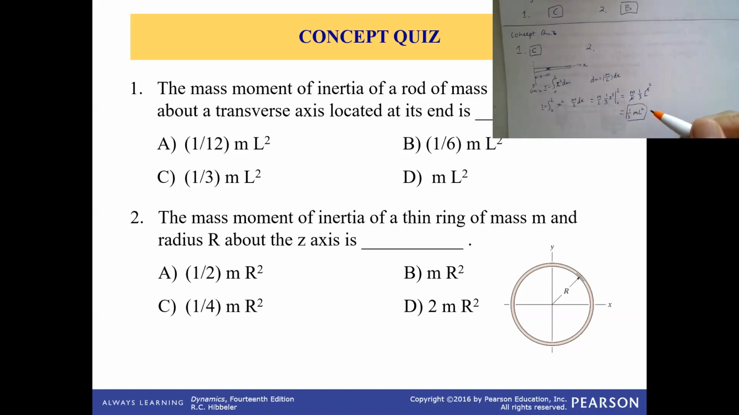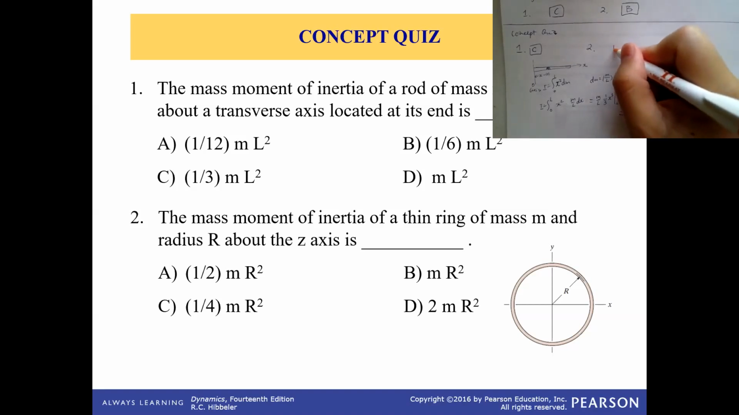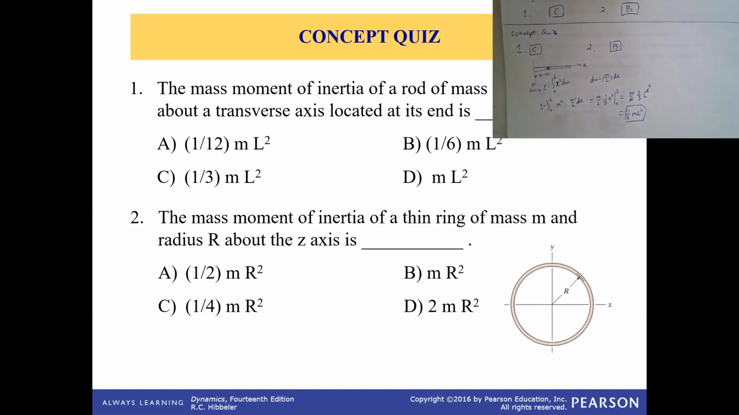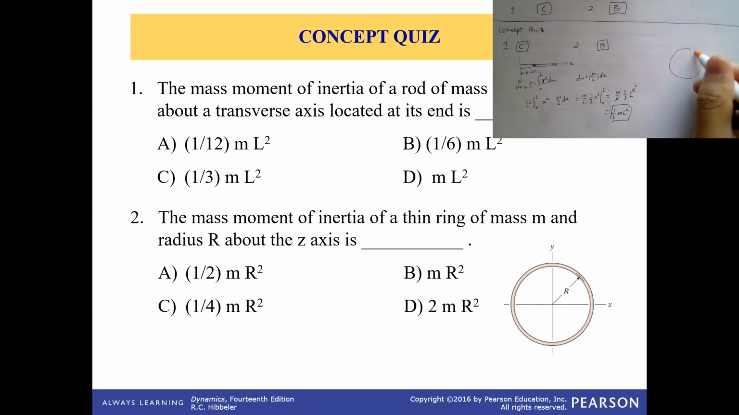The second one, most of you said B, but a couple of you said A, but the correct answer is B. So let's take a look here. If you have a ring, and you are looking for an axis going through the center of the ring, let me just draw it in this way. So this is perpendicular to the page, going out of the paper.